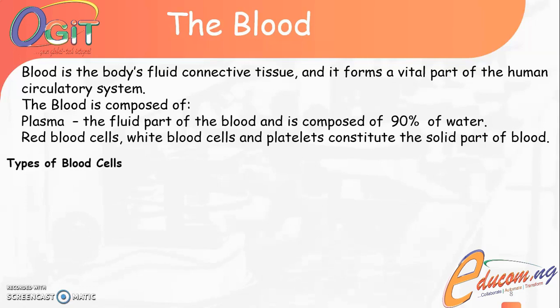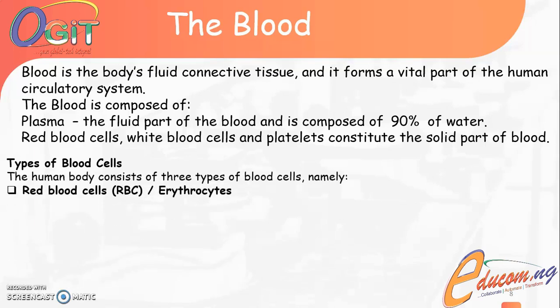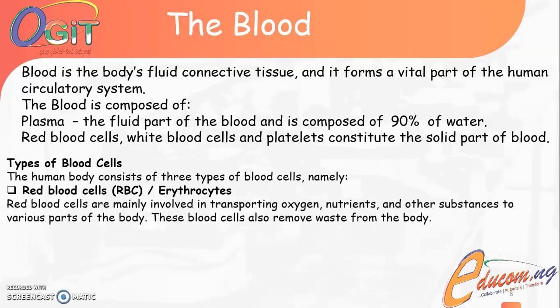Now, types of blood cells. I'll be taking you through 3 types of blood cells today. The human body consists of 3 types of blood cells, namely red blood cells, erythrocytes. The red blood cells are mainly involved in transporting oxygen, nutrients, and other substances to various parts of the body. These blood cells also remove waste from the body.